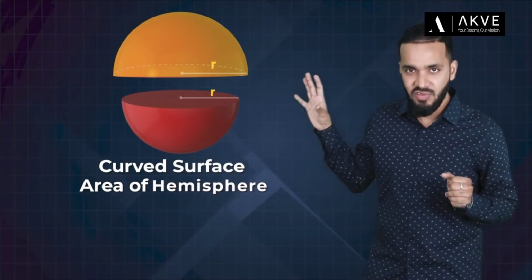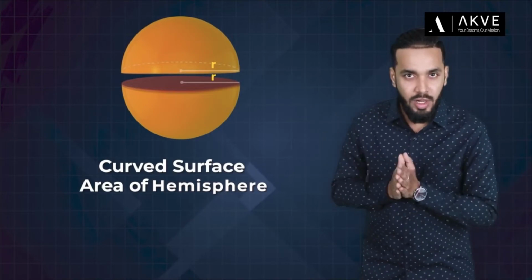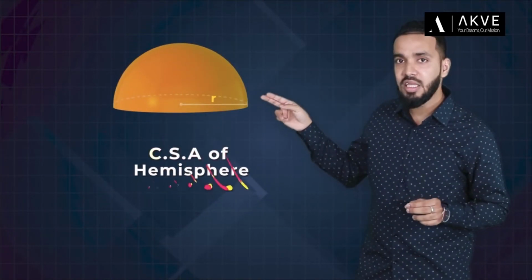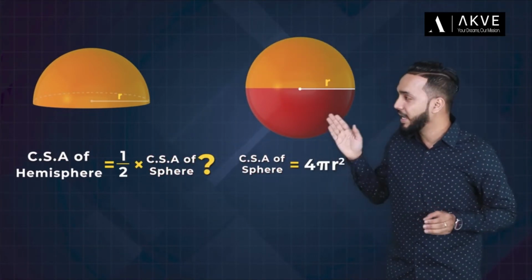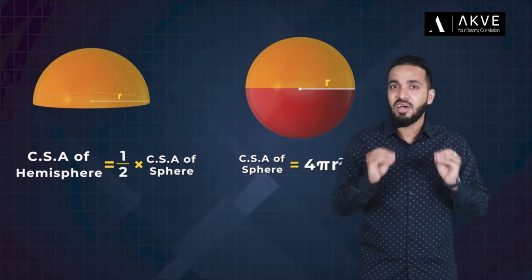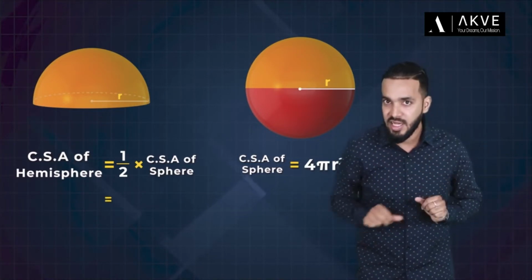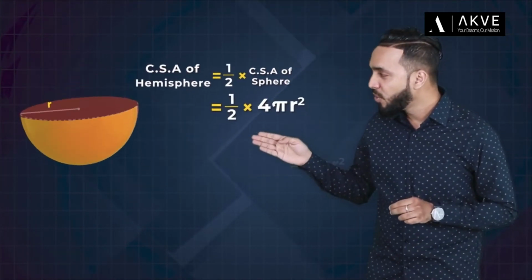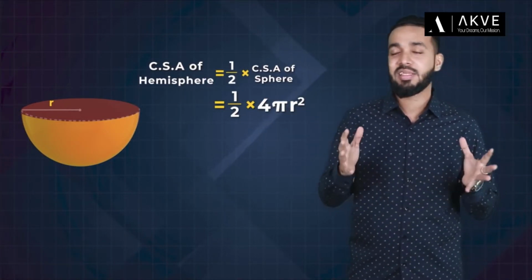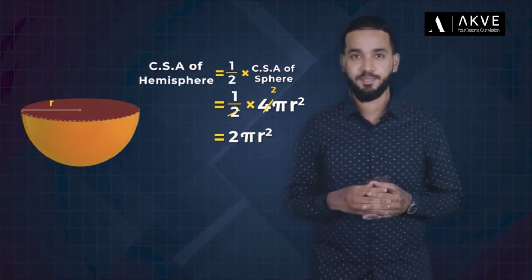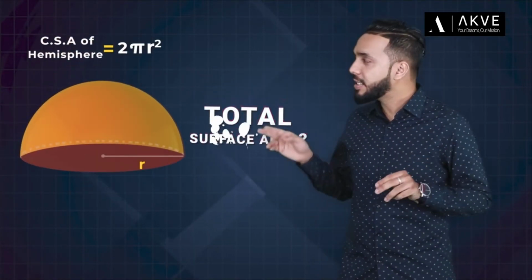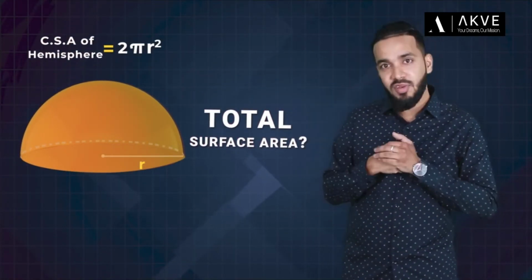Now, what do you think would be the curved surface area of this hemisphere? Since it's half a sphere, that is both halves are congruent, shouldn't the curved surface area of this hemisphere just be half of that of a sphere? As a matter of fact, it is. So, the curved surface area of a hemisphere is just half of 4 pi r squared, which simplifies to 2 pi r squared.